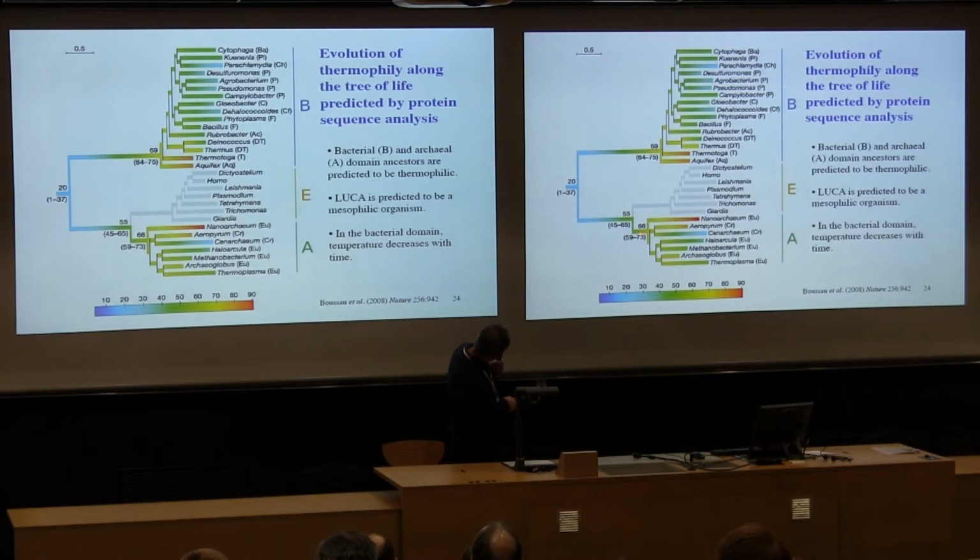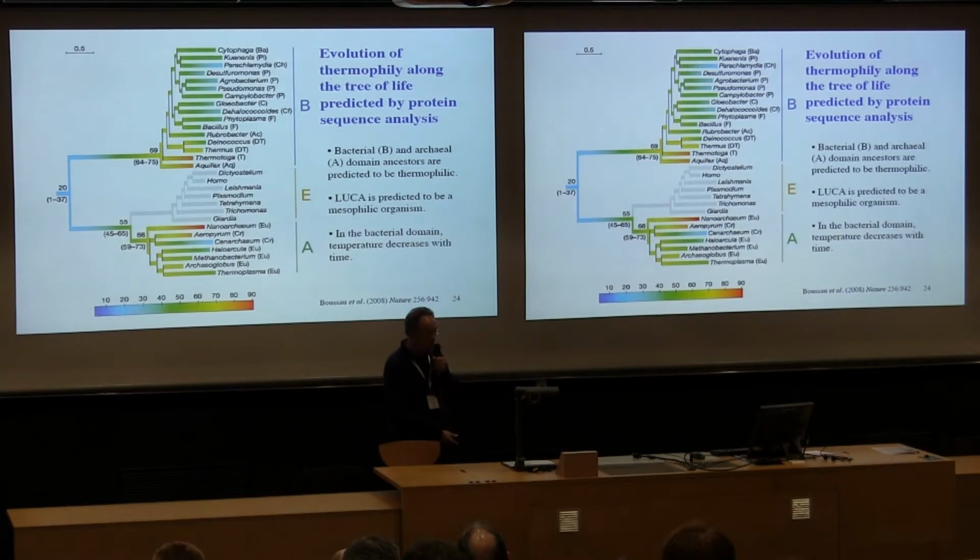And we have a little bit less than 70 degrees estimation for the temperature at which this domain ancestor lived. And what is very surprising is that we have a non-parsimonious estimation of the temperature at which their common ancestor lived, because we have a low estimate for the temperature at which LUCA lived, which is not at all the average temperature of these bacterial domain and archaeal domain ancestors.